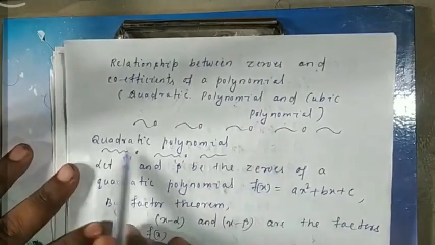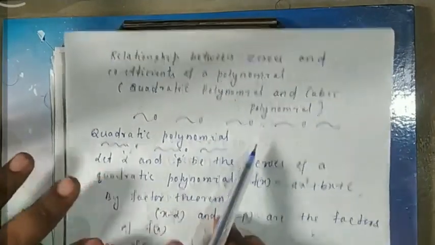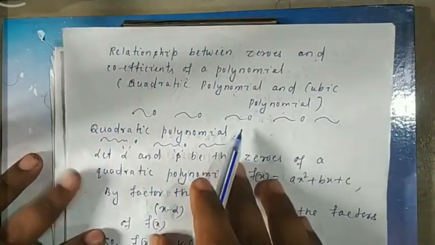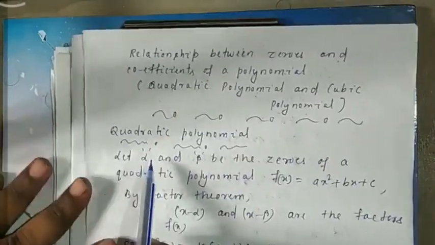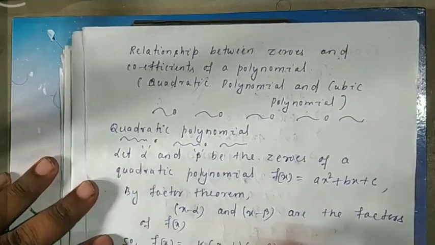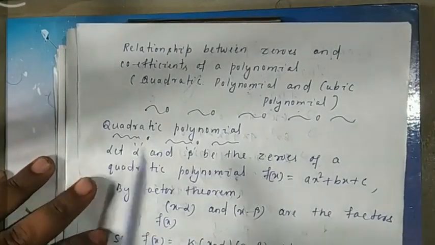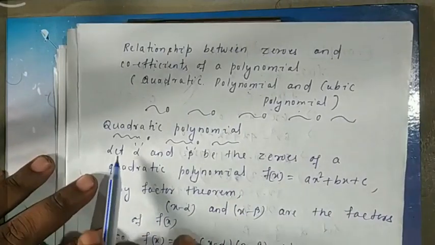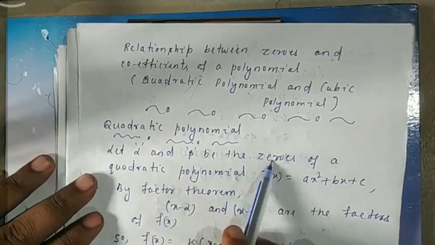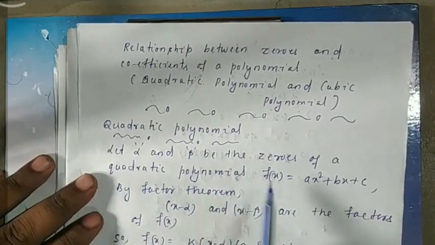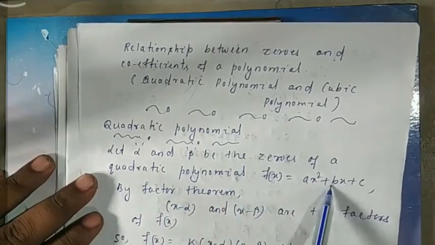Now we'll start with the quadratic polynomial. Listen, it's a very important concept. Let alpha and beta be the zeros of a quadratic polynomial f of x equals ax squared plus bx plus c.